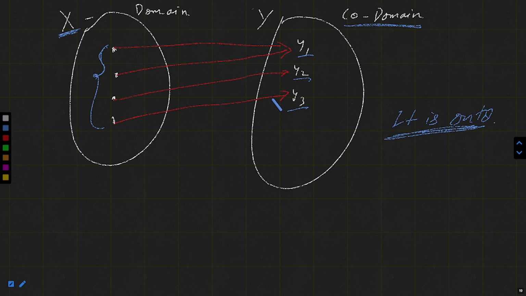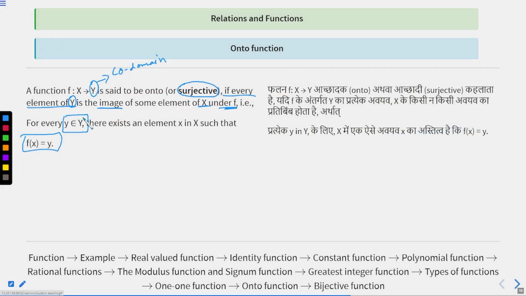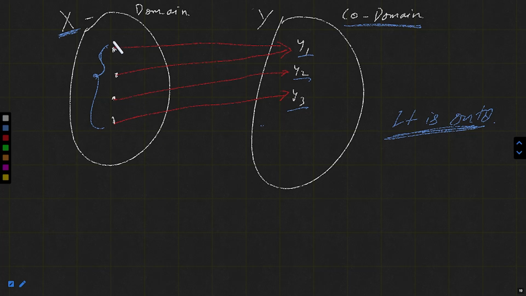Okay, I hope that it is very clear to you. So that's what is written over here. For any element y in the codomain, there exists an element x in the domain such that we can write f(x) is equal to y. As you can see, if this is my x1, x2, x3, x4, then for every element here, pick any element, say y1, I can write y1 is equal to f of x1.